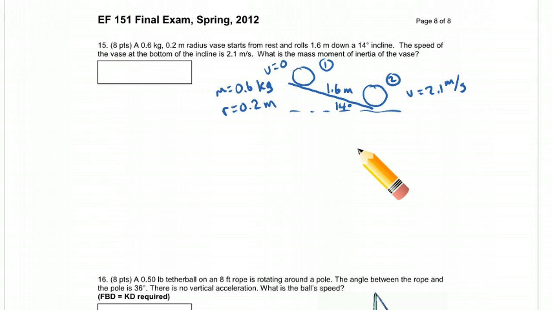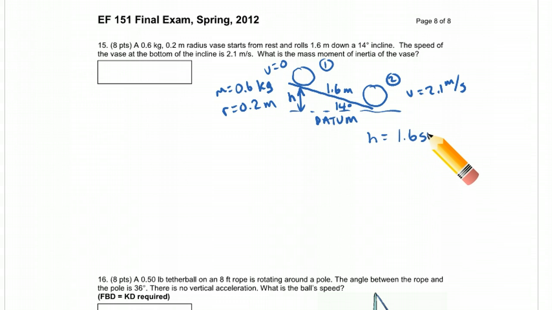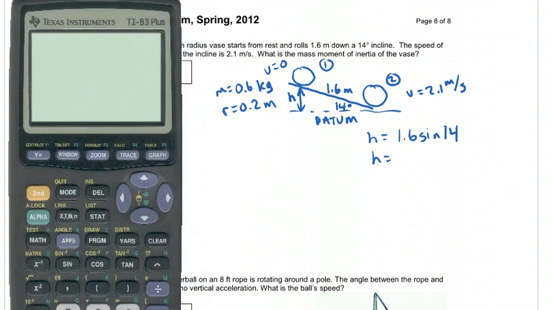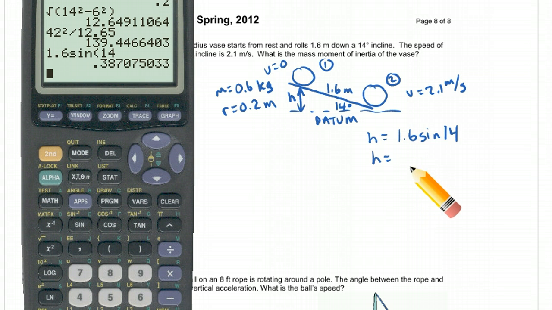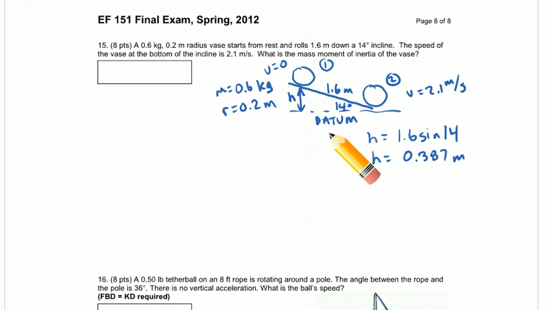Okay, and we said conservation of energy. So all we have here is kinetic and potential energy. We're going to use the bottom as our datum. Here is our H. We're given information to calculate H: it is 1.6 sine 14, so we'll go ahead and do that. That's 0.387. So there's our datum.